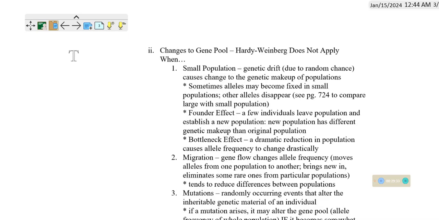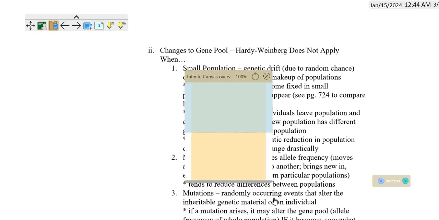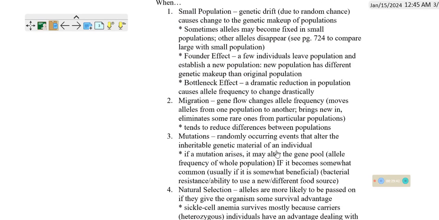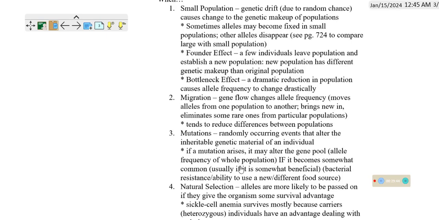All right, Hardy-Weinberg doesn't apply if there are mutations. Again, it can alter the gene pool. If a mutation arises, it may alter the gene pool if it becomes somewhat common, which would usually be if it's beneficial. For example, bacterial resistance, or the ability for bacteria to use a new or different food source, any of those types of mutations could cause the gene pool to become different.